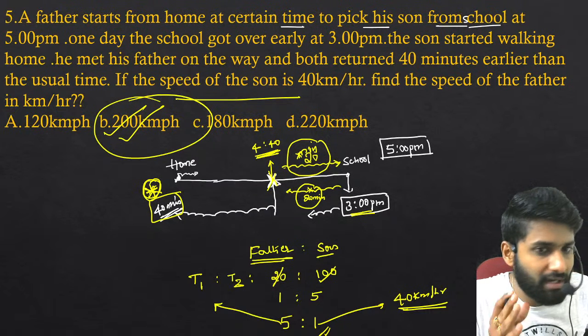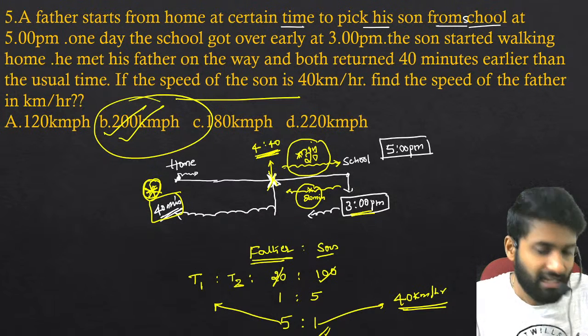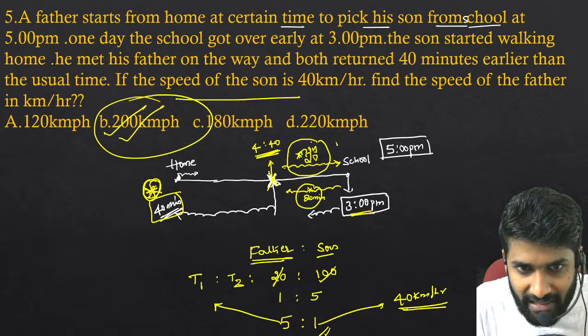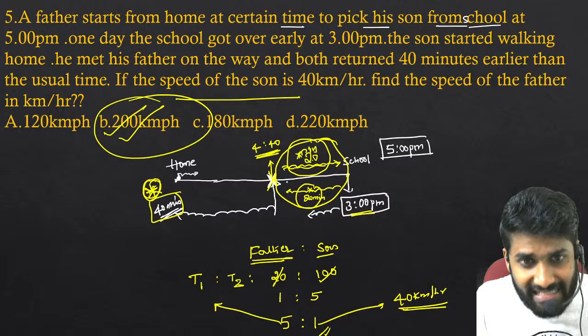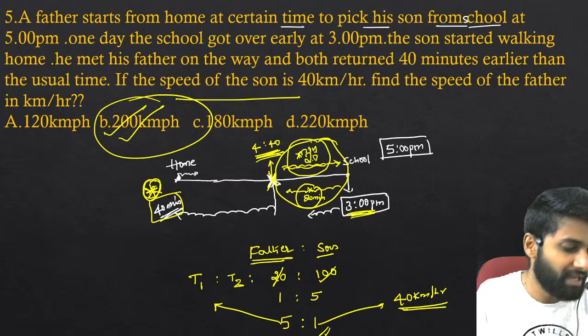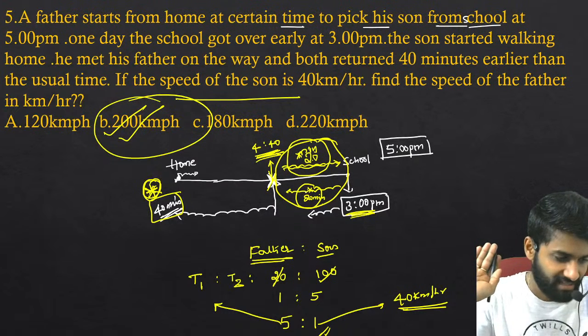If he saves 40 minutes, it means he was not doing the forward journey and the return journey. So each time he saves 20 minutes. Now see, just pick this particular part. The father covered this distance in 20 minutes. At the same time, the son starts at 3 o'clock and meets at 4:40, a journey of 100 minutes. Now just find the ratio and compare with the speed, then you can get the answer.